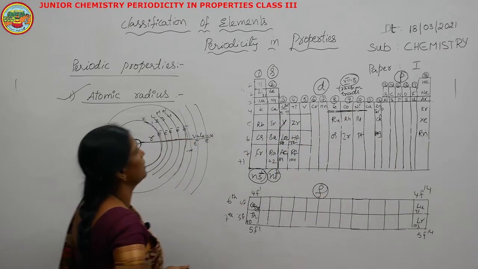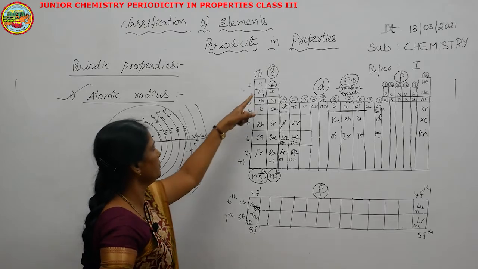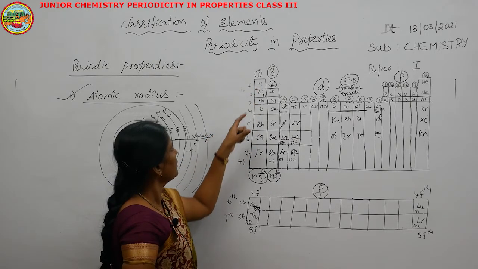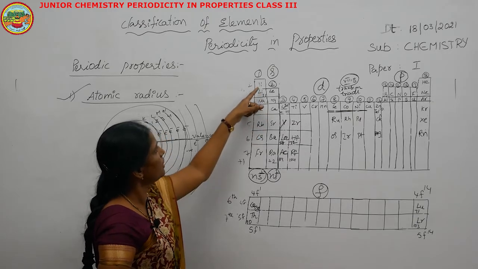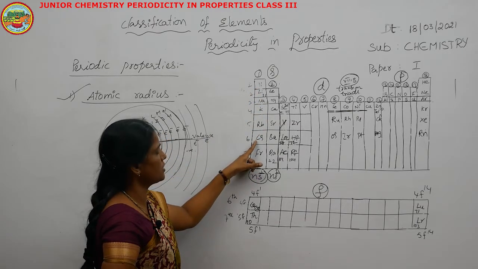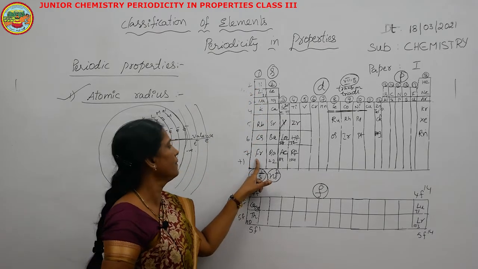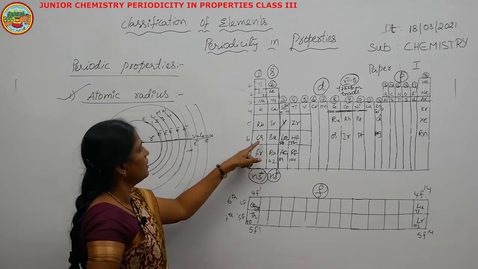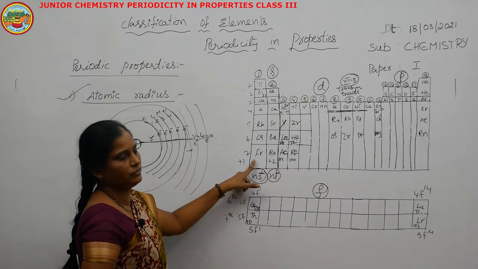That is called periodicity. So if you consider the first group elements, the atomic radius increases from lithium to cesium. Francium is a radioactive element, so it is unstable.